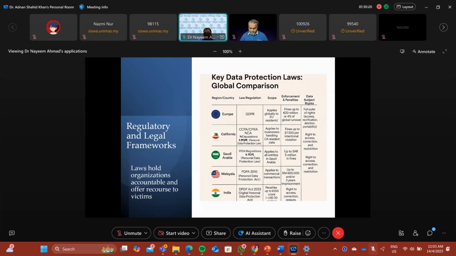There is a huge fine if any company shares personal data with someone. It can lead to 3 years of imprisonment for individuals, with a 60,000 Malaysian ringgit fine, and it can even lead to companies getting blocked and blacklisted.